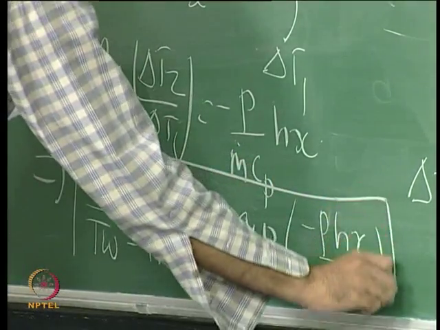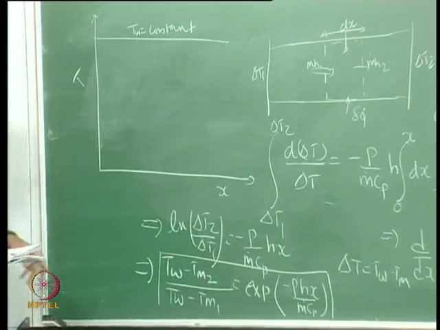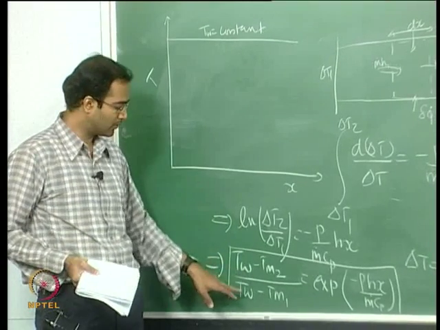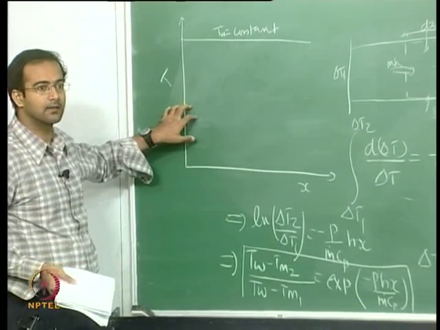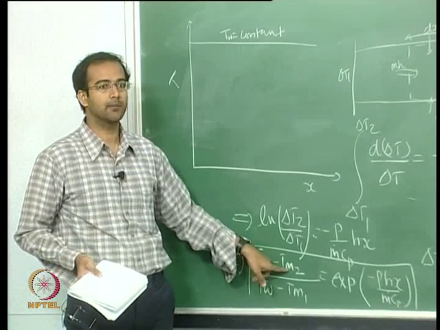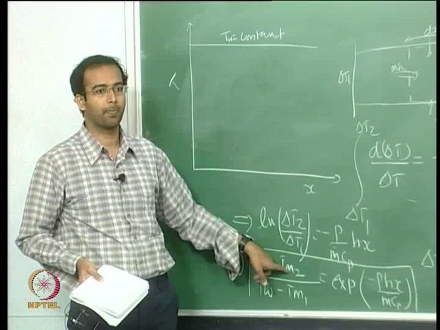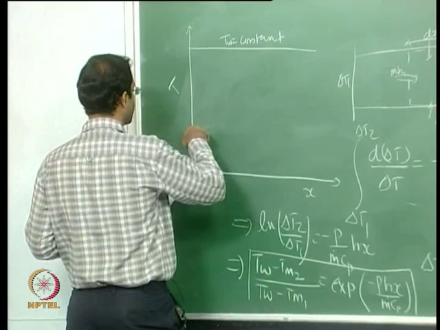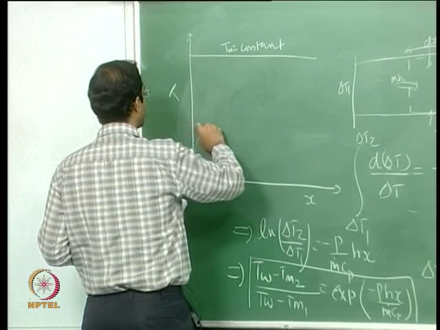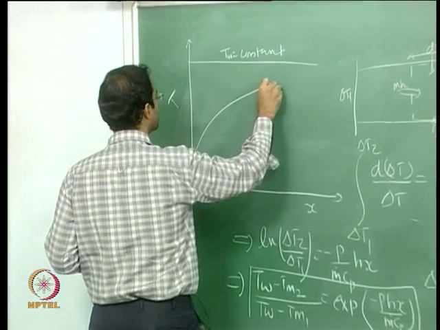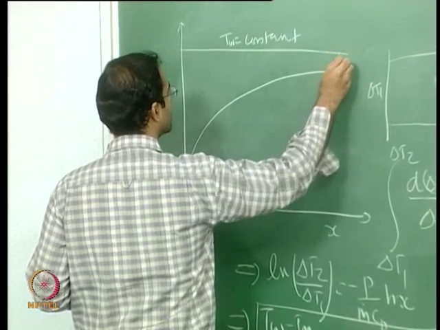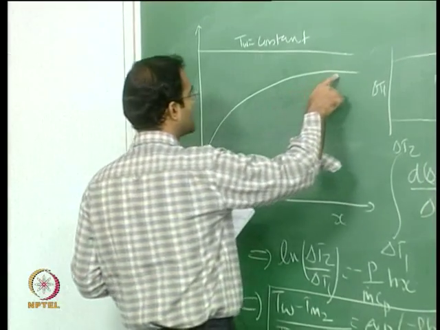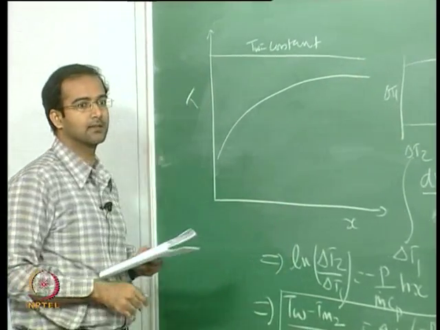So this is my expression which tells me how the mean temperature varies, because my wall temperature is constant. If you know the mean temperature at some inlet, from that you can calculate the mean temperature at some location x using this expression. So if you plot this expression, starting with some mean temperature at the inlet, you will find that the mean temperature keeps varying in a logarithmic fashion like this, and it will asymptotically go and meet this T wall.